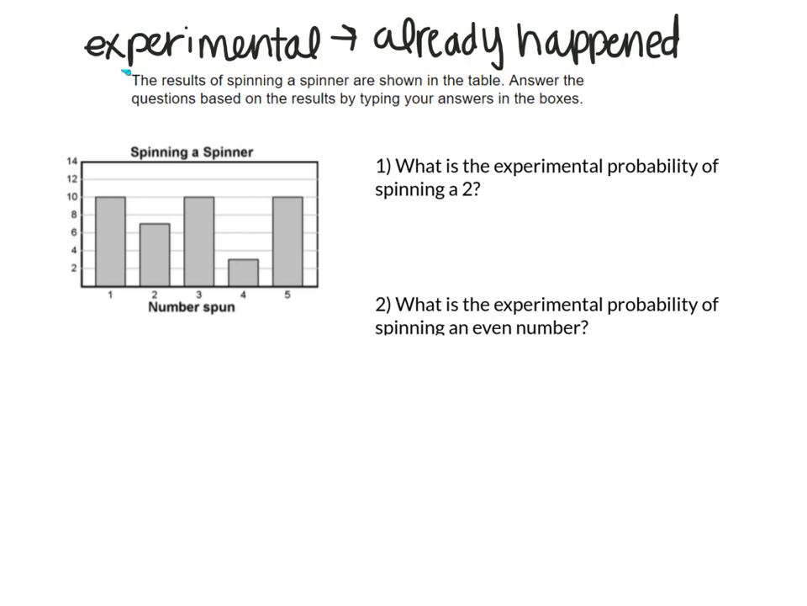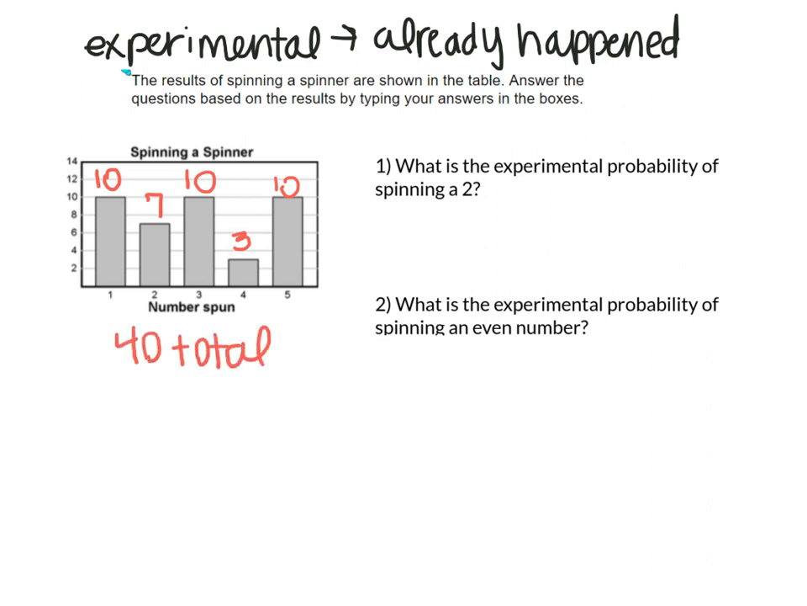In order to figure out our experimental probability, what we'll have to do first is add up to see how many total times the spinner was spun. The number 1 was landed on 10 times. The number 2 was landed on 7 times. The number 3 was also spun 10 times. The number 4 was spun 3 times. And the number 5 was spun 10 times. If I add 10 plus 7 plus 10 plus 3 plus 10, I get 40 total times.